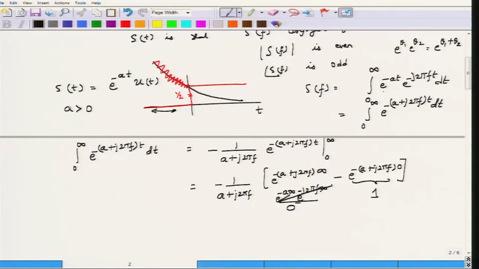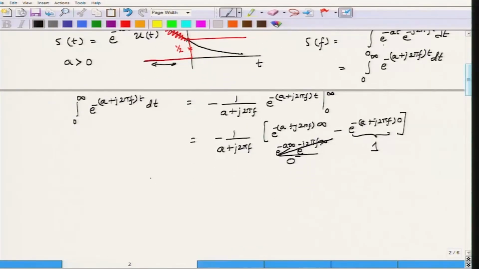So, regardless of whether f is approaching plus infinity or minus infinity, this is equal to 0, this is equal to 1, a minus sign here and a minus sign will cancel with each other, and you end up having the Fourier transform as 1 by a plus j 2 pi f. As we expect, S of f is complex.